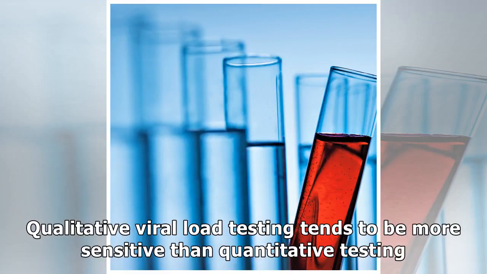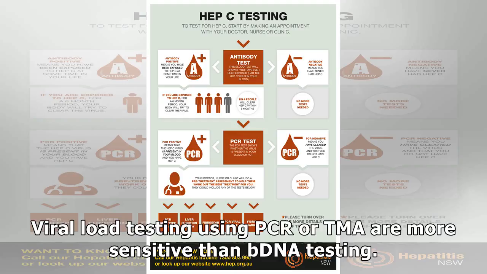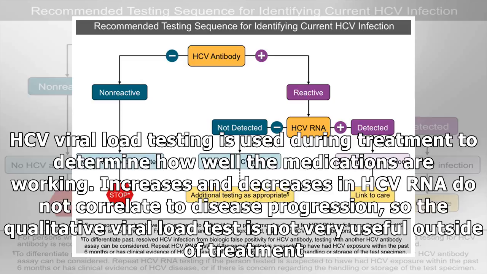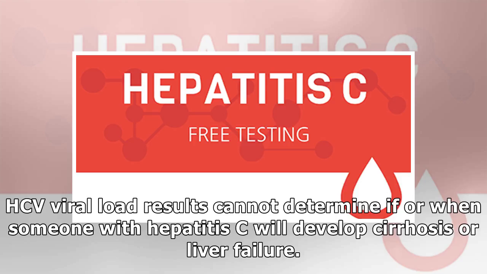Qualitative viral load testing tends to be more sensitive than quantitative testing. Viral load testing using PCR or TMA is more sensitive than bDNA testing. HCV viral load testing is used during treatment to determine how well the medications are working. Increases and decreases in HCV RNA do not correlate to disease progression, so the qualitative viral load test is not very useful outside of treatment. HCV viral load results cannot determine if or when someone with hepatitis C will develop cirrhosis or liver failure.